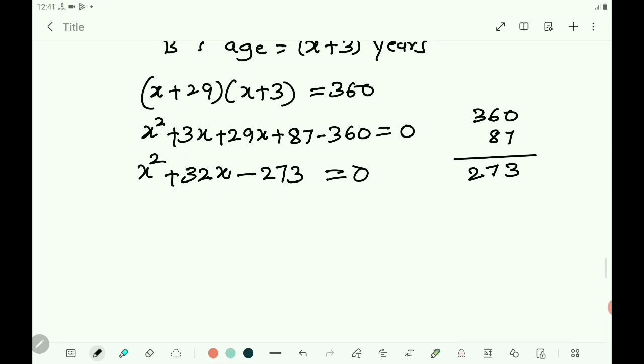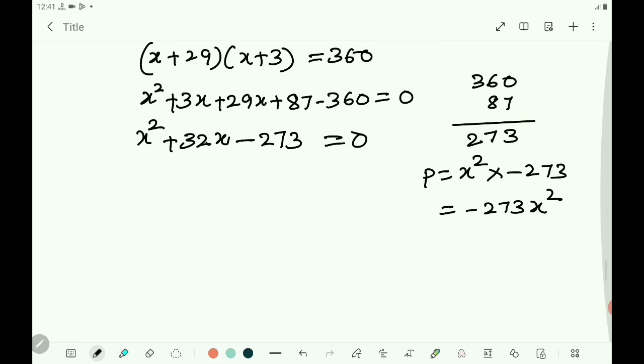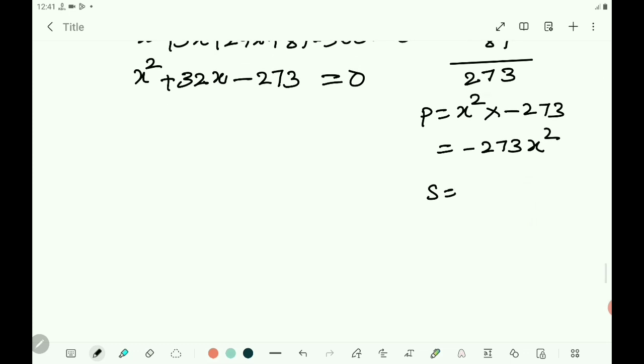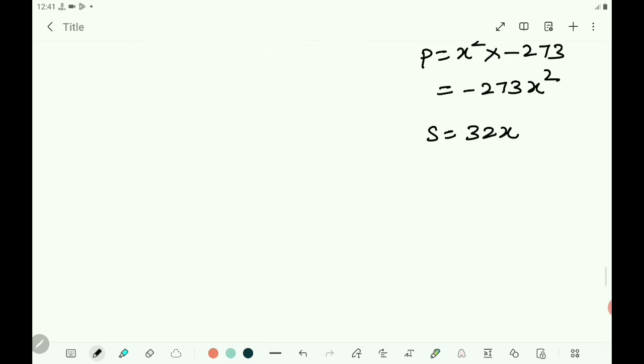Then you take the sum and product. You got the equation in the form ax square plus bx plus c equals 0. Here the product is x square into minus 273, which equals minus 273 x square, and sum equals 32x. Then you take the product minus 273 x square, to be split into two factors. As the product is having negative sign, the factors are having different signs, and the greater factor is having the sign of the sum. So you take plus minus.